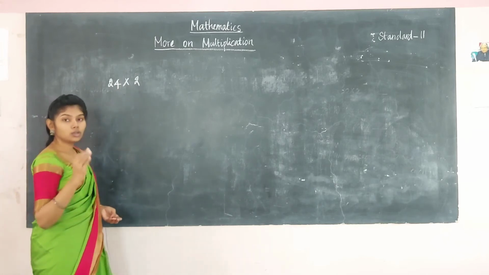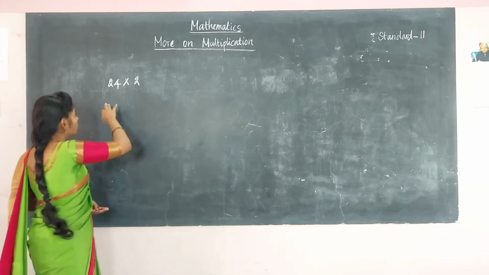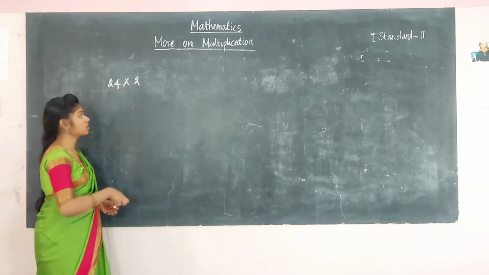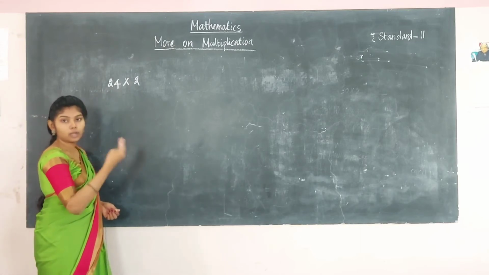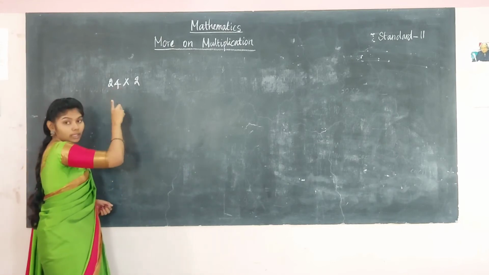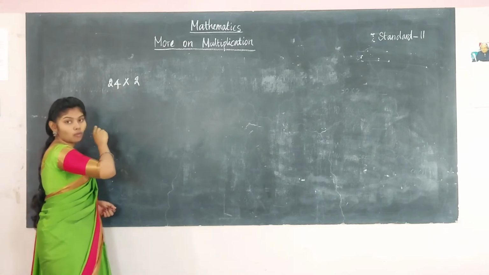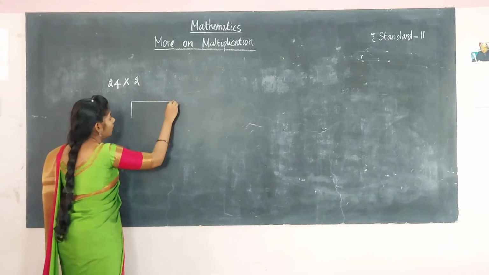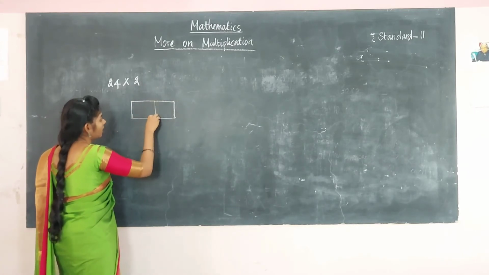First you need to learn up to the 10th table, then it is easy to multiply a 2-digit number by a 1-digit number. Here we write the number 24 as 20 plus 4. 20 plus 4 is 24 only, no? So there is no change. Then you have to write 2. You write row wise and column wise. First we learn the box method, and later I will tell you how to multiply in the other way.